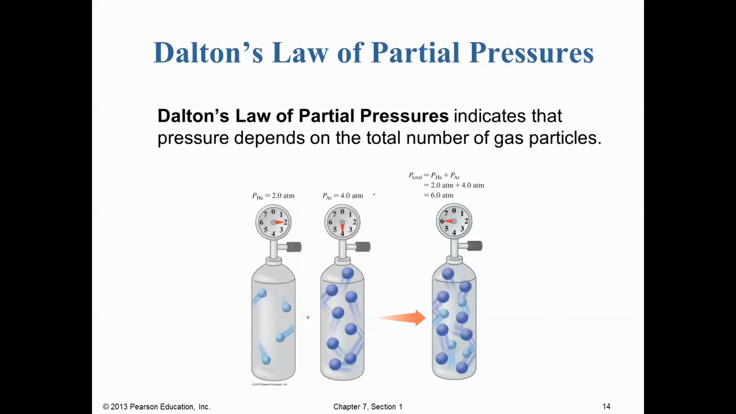If we look at a really simple example here, if we take 2 atmospheres worth of pressure of helium and 4 atmospheres worth of pressure of argon, and we combine them together, we end up with a new total pressure of 6 atmospheres. But still, 2 of those atmospheres come from helium. That's the partial pressure of the helium. 4 of them come from the argon. And perhaps a better example is shown on the next page here.